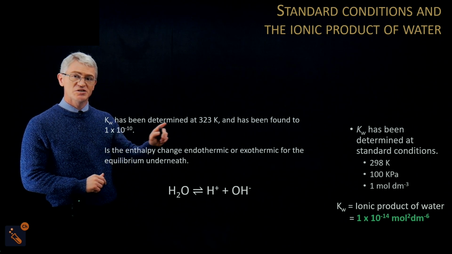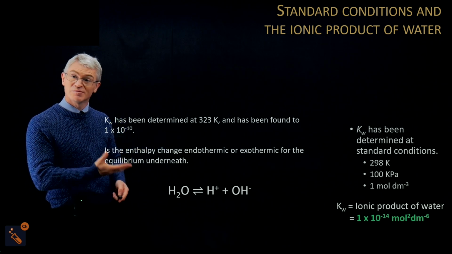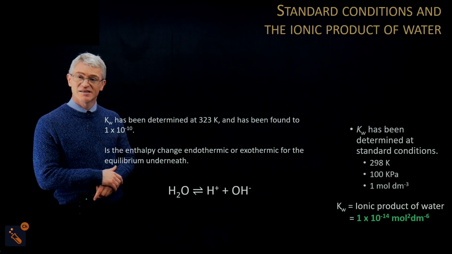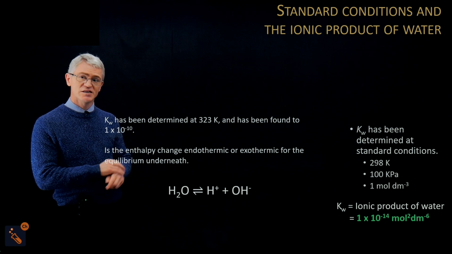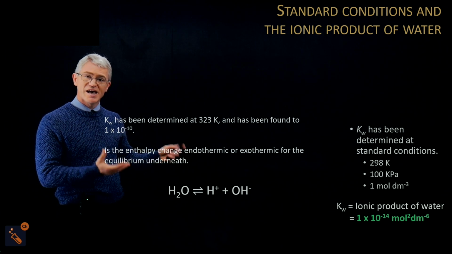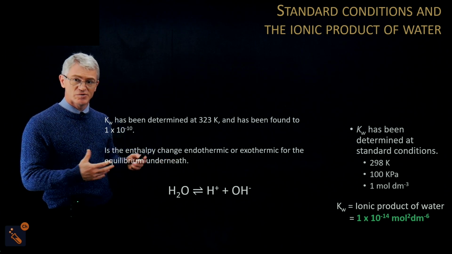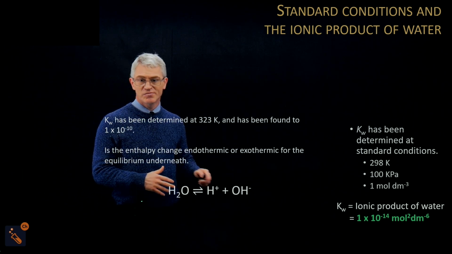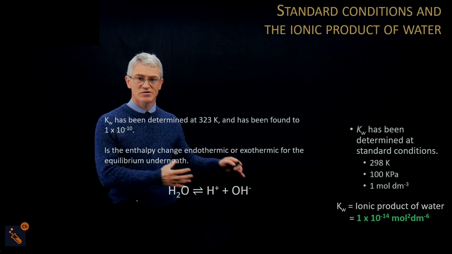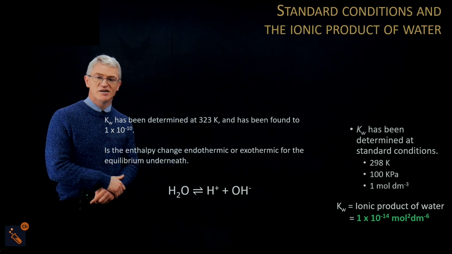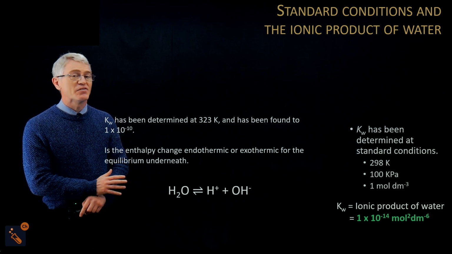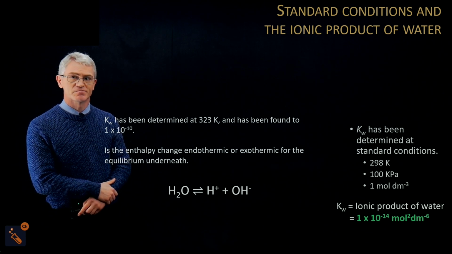So Kw has been determined at 323 K, which means the temperature's gone up, and found to be 1 times 10 to the minus 10, which means that Kw's gone up. Is the enthalpy change endothermic or exothermic for the equilibrium underneath? So here is your Kw equilibrium: H2O going to H plus and OH minus. Now just have a think about that, stop the video and have a think about it before I explain.